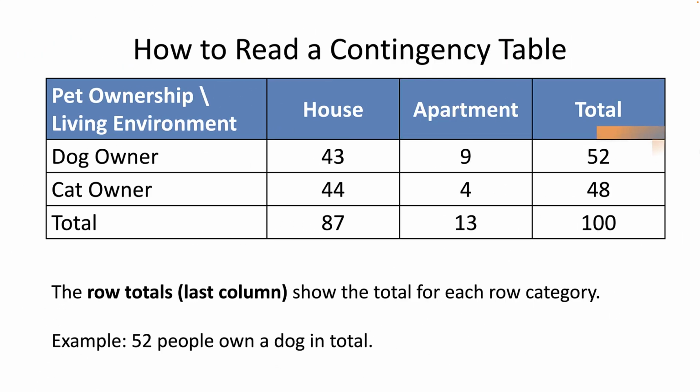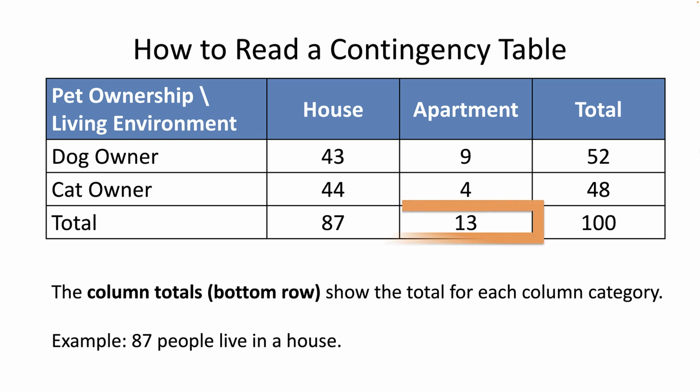The row totals, which are located in the last column, show the total for each row category. In this case, we can see that 52 people owned a dog in total, 48 people owned a cat in total. These values are often called marginal totals. They give us the total for one variable.